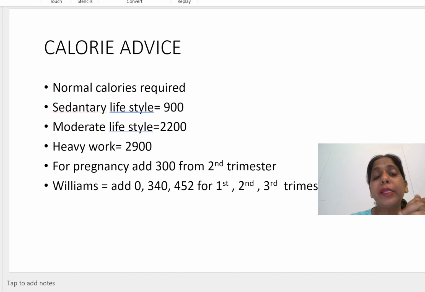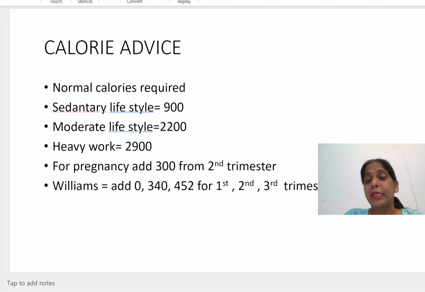Okay, so normal calories required for the sedentary lifestyle. We should know what is a normal female calorie requirement, and then we will tell how much we have to increase in pregnancy. So for a sedentary lifestyle female who is just sitting and passing the whole day, the calorie requirement is 1900 kilocalories. For the moderate lifestyle, it is 2200, and in the moderate come all the working women, all the teachers, all the doctors. And for the heavy work, the labor class people, it is 2900.